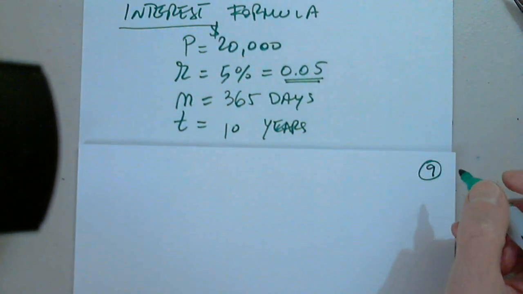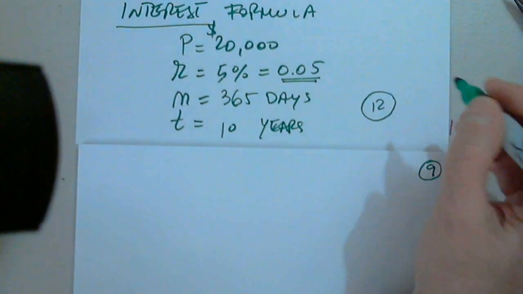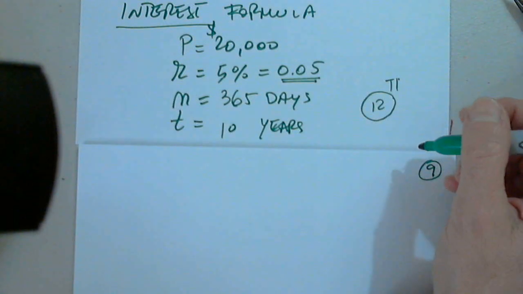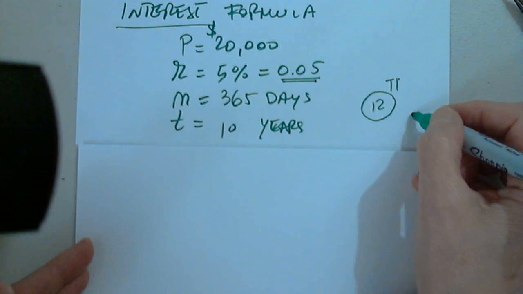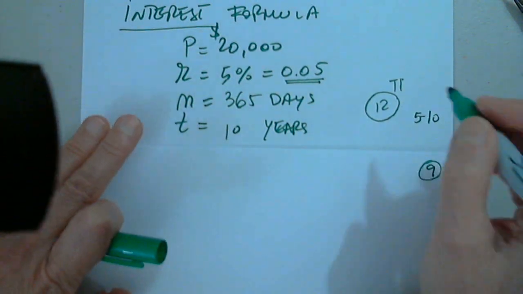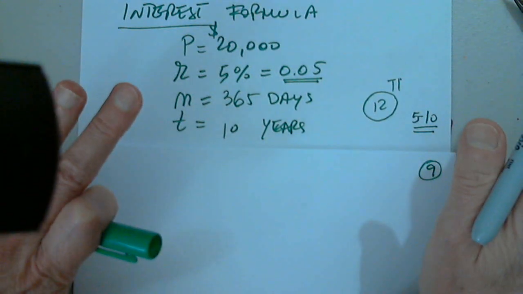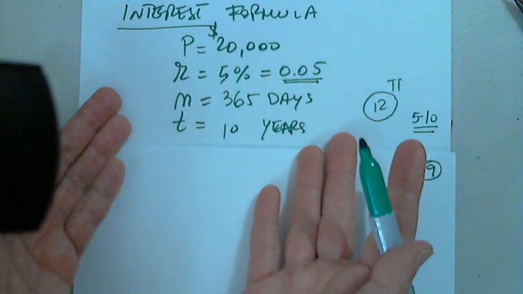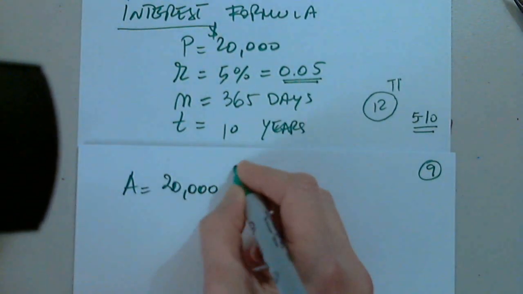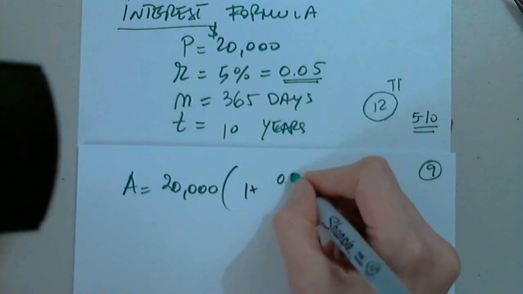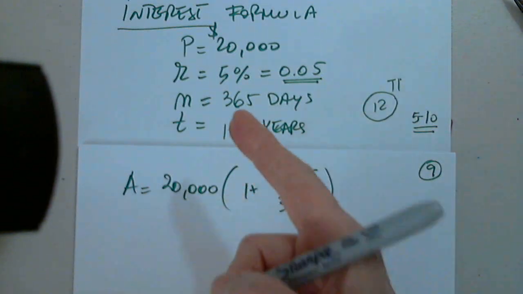So all we have to do, always remember, you only have roughly 12 questions. I think 11 plus 1 I wrote on this test. On test 1, half of them should take you a cumulative 5 to 10 minutes, if you know what you're doing. I'm not asking you to rush. I'm only saying that this is just a simple situation. I think 20,000, 1 plus 0.05 divided by n, which is 365, raised to n times 10.